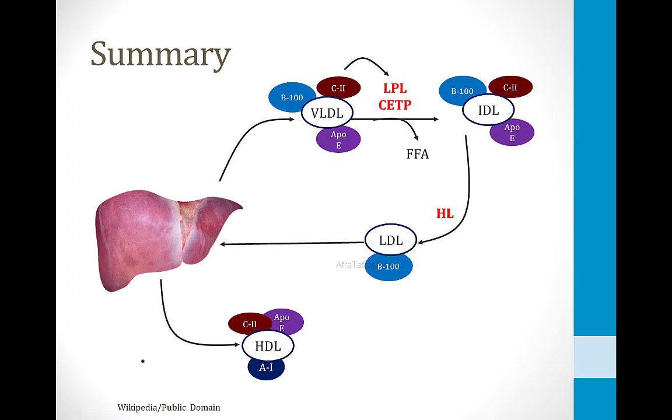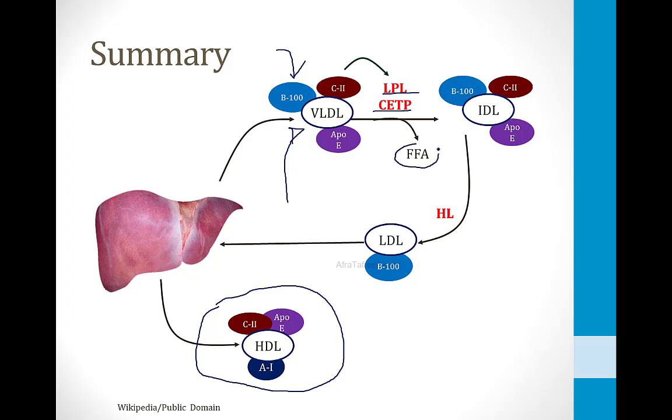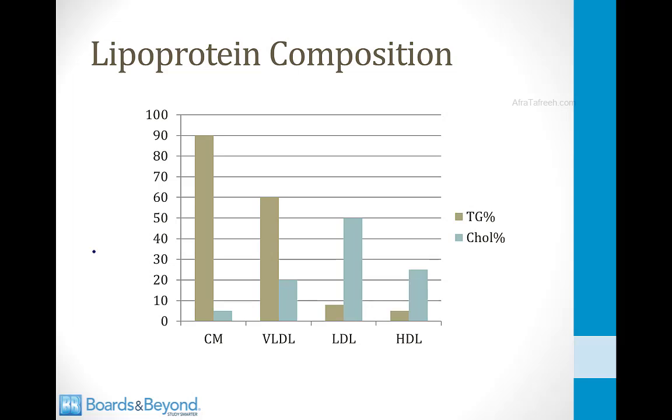So here's a summary slide of the lipid metabolism we've been discussing. HDL is secreted from the liver. It contains ApoA1 and ApoC2 and ApoE. VLDL is secreted from the liver with B100, and then it picks up C2 and ApoE from HDL. When VLDL encounters lipoprotein lipase and CETP, it releases some of its triglycerides and free fatty acids. It then becomes IDL, which will encounter hepatic lipase and release more free fatty acids and triglycerides. You'll be left with LDL, which can donate cholesterol to tissues and ultimately can be taken up by the liver, which contains LDL receptors. This is a slide showing the relative percentages of triglyceride and cholesterol in the different lipoproteins.